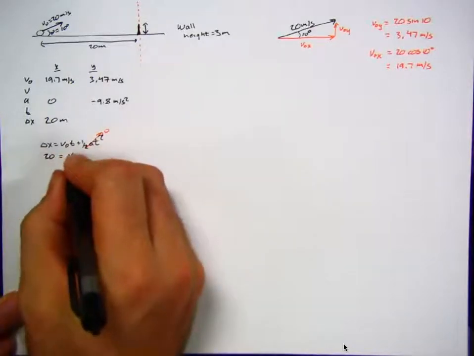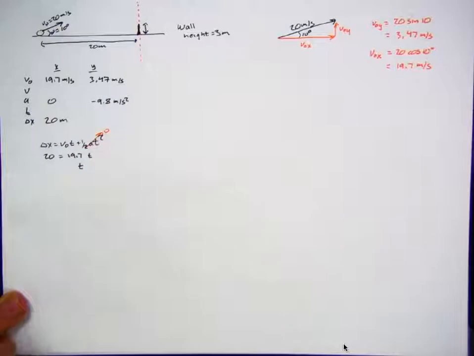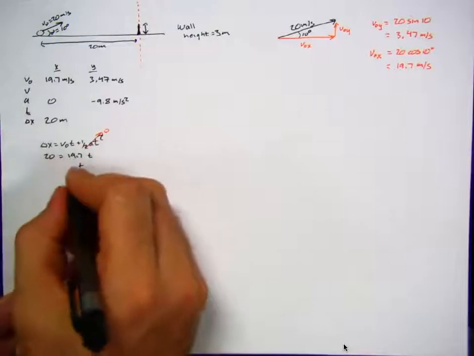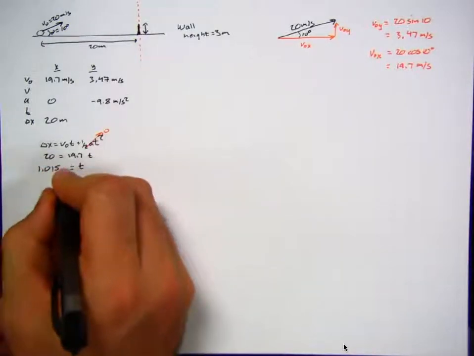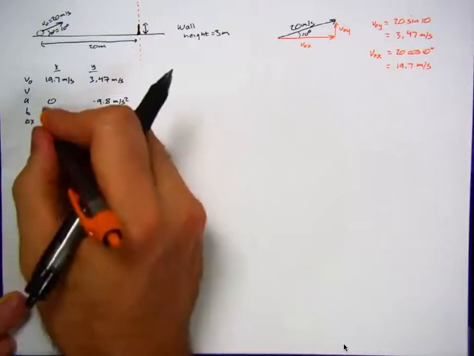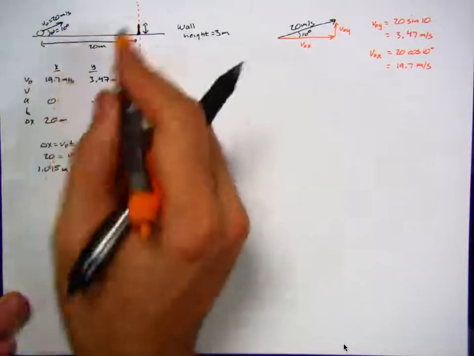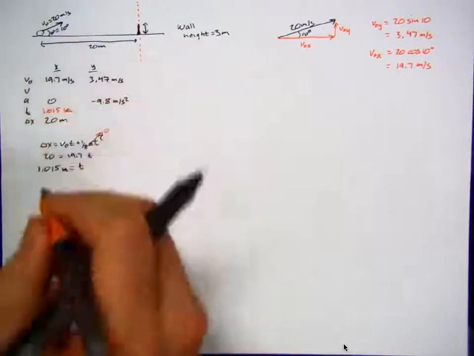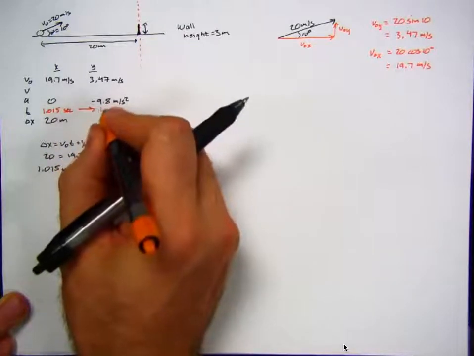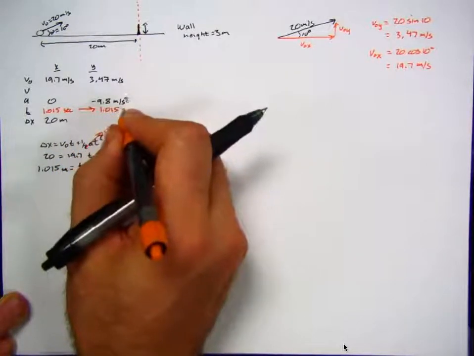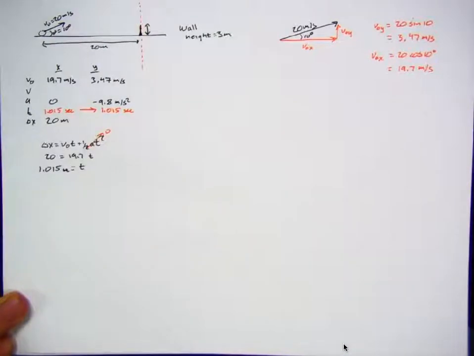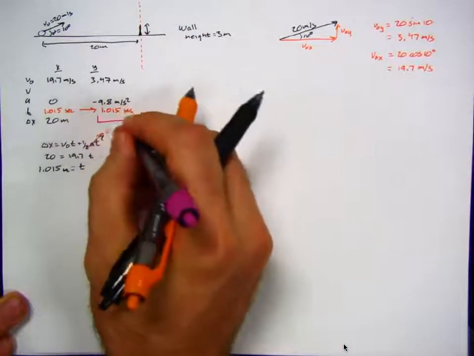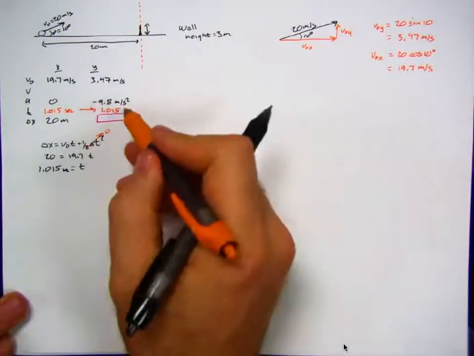20 is equal to 19.7 t, or t is equal to 20 divided by 19.7, 1.015 seconds. So I can say this is the time to go 20 meters, so the time it takes to get to the wall is 1.015 seconds. I'm going to share that time because I want to find out how high the ball is. What's my delta y right here when the ball has traveled 1.015 seconds?